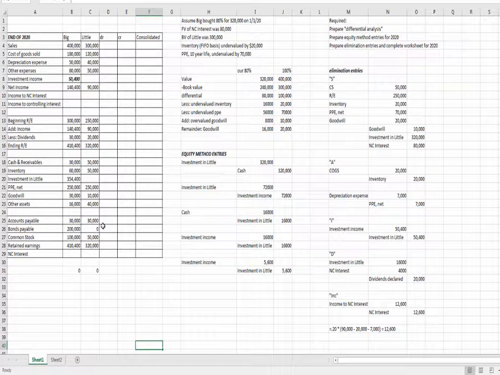And again, with Excel and the mouse, I can do this fairly easily. So one by one, common stock, 50,000. Beginning retained earnings, 250.